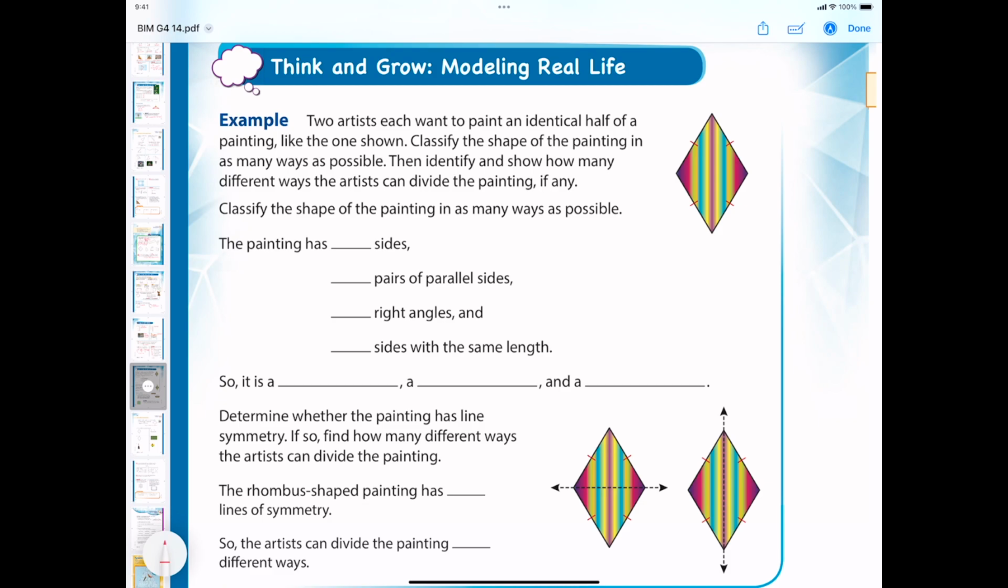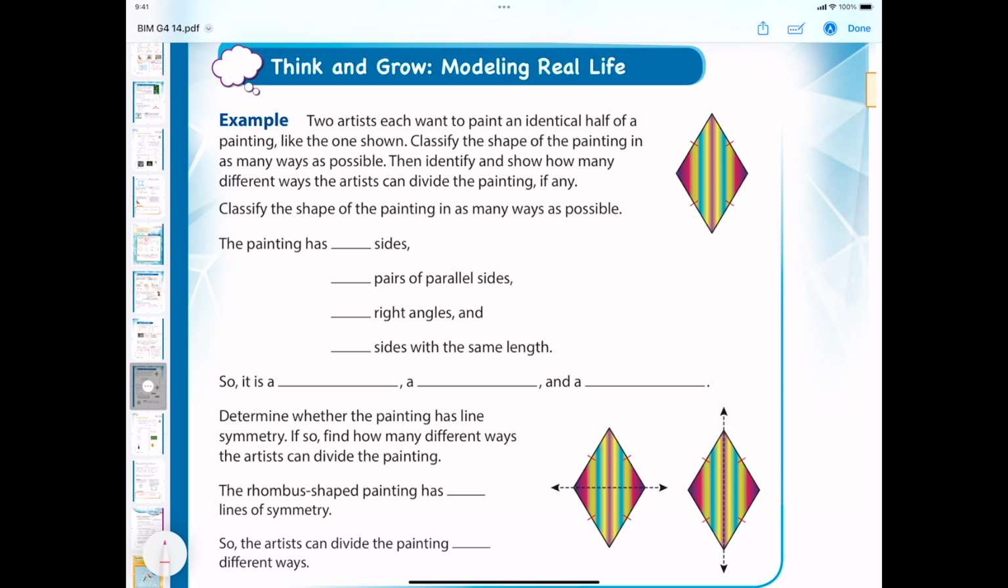Two artists each want to paint an identical half of a painting like the one shown. Classify the shape of the painting in as many ways as possible, then identify and show how many different ways the artists can divide the painting, if any. Which means what? Line of symmetry, I guess, right? Let's see. Classify the shape of the painting in as many ways as possible.